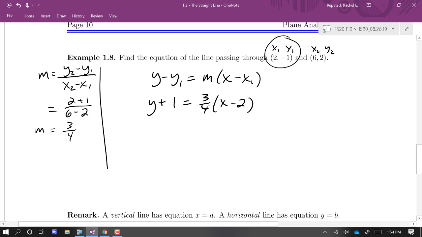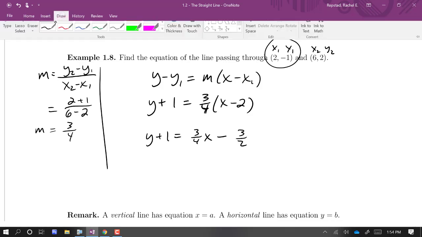Now, if I ask you to find the equation of a line, and I don't specify what form it should be in, point-slope form is fine. So you can be like, okay, I'm done, there it is. Sometimes a question will specify that it wants it in slope-intercept form, and if you want to get it in slope-intercept form, you just solve for y. So we could distribute that 3/4, minus 3/2, and then subtract 1.